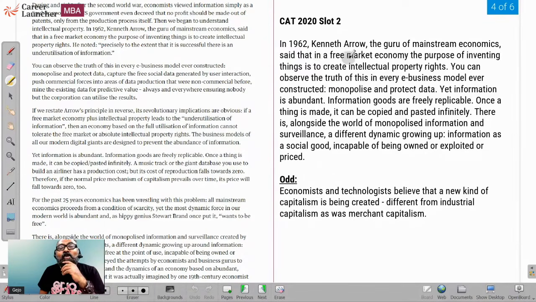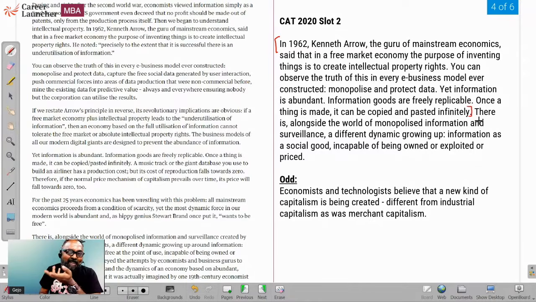In 1962, Kenneth Arrow, the guru of mainstream economics, said that in the free market economy, the purpose of inventing things is to create intellectual property rights. You can observe the truth of this in every business model ever constructed: monopolize and protect data. Yet information is abundant. Information goods are freely replicable. Once a thing is made, it can be copied and pasted infinitely. I think that these sentences are fitting perfectly.